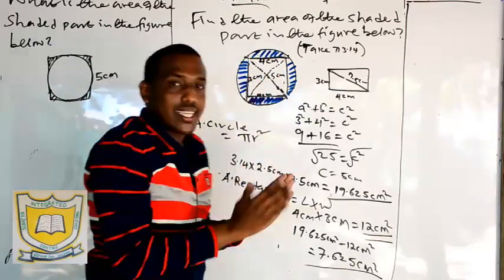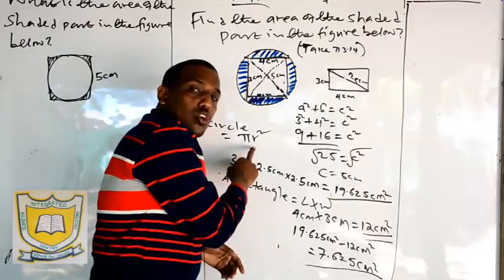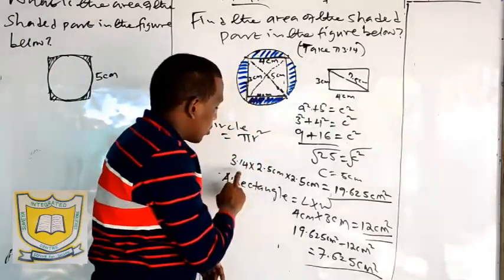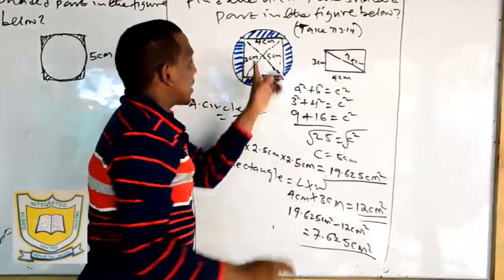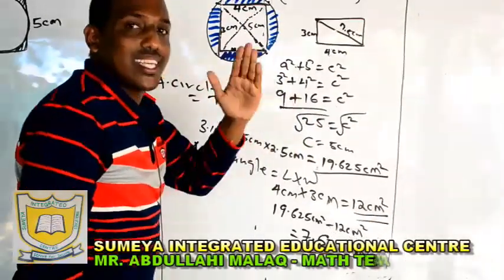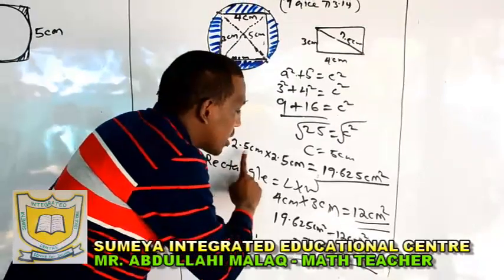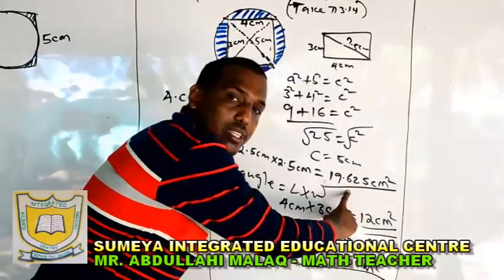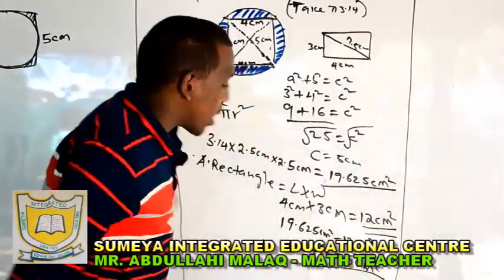So let us get now the area of the circle. Area of a circle is equal to pi r squared. 3.14 times, now if the diameter is 5, you divide it by 2 to make it the radius, times 2.5 times 2.5, you get 19.625 centimeter squared.